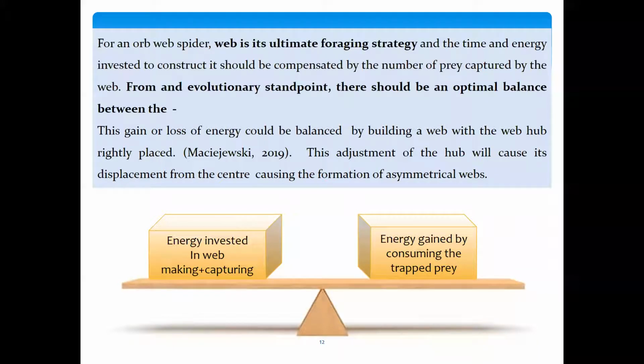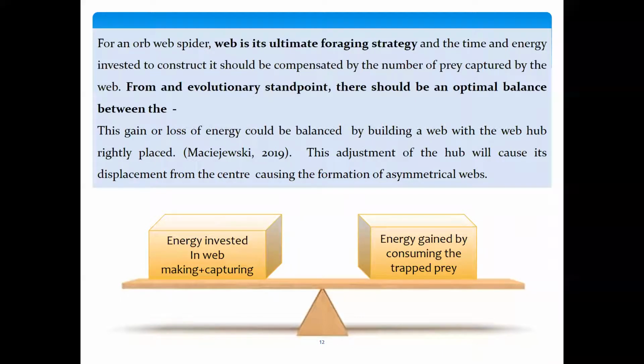So from an evolutionary standpoint, there should be an optimal balance between this gain or loss of energy that could be balanced by building a web with a web hub rightly placed. So this has been said by Maciejewski in 2019, that this loss and gain of the energy, that is the energy which has been invested in making the web and capturing the prey item, can be somehow balanced by making an optimal shaped web.